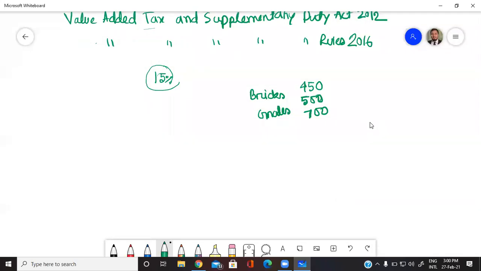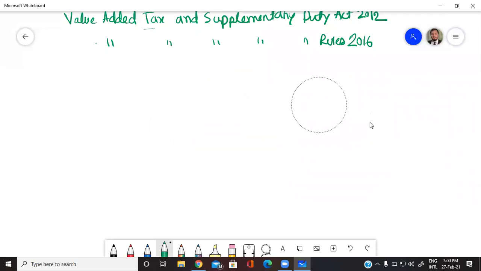Okay. So if we do not know what rate is applicable, by default, we need to know that the VAT rate is 15%. Okay.